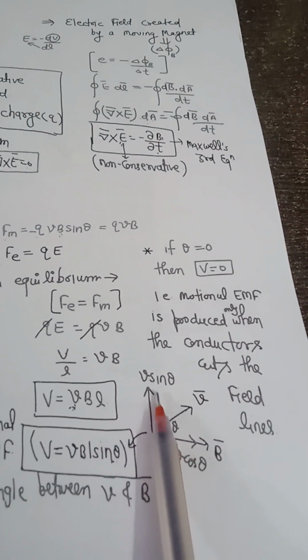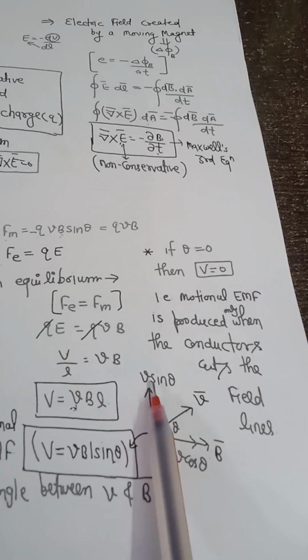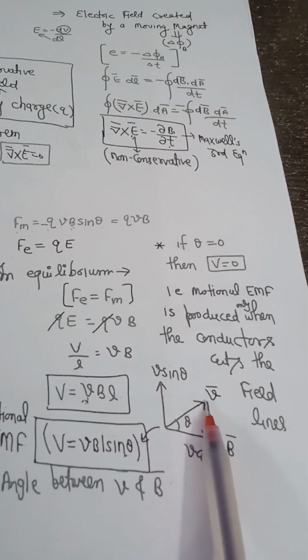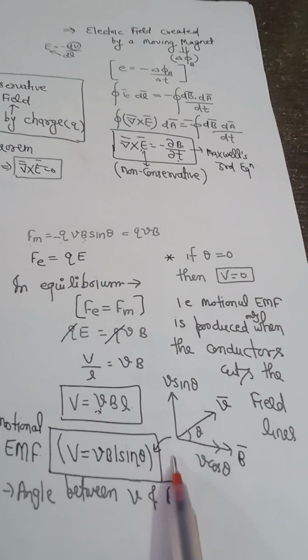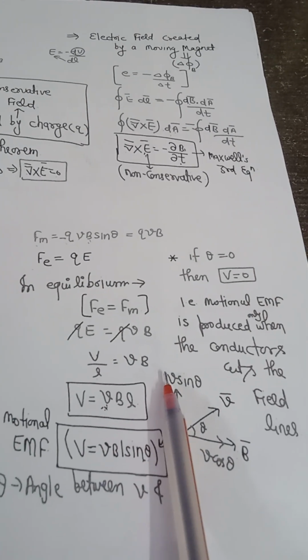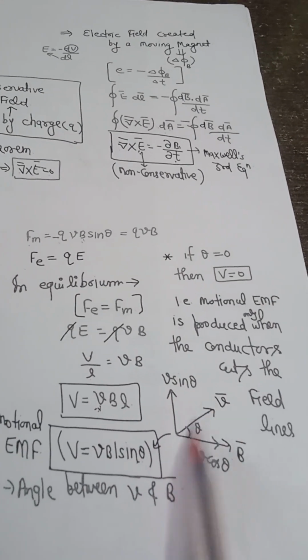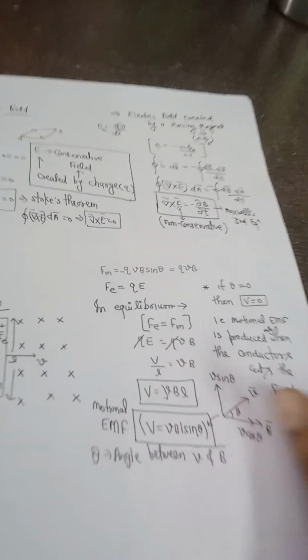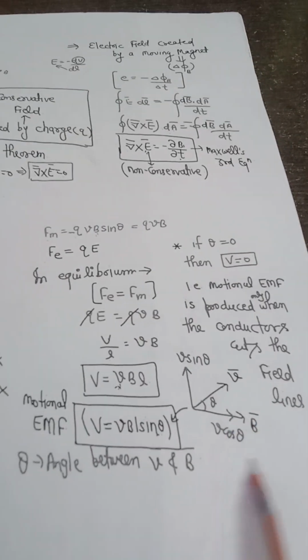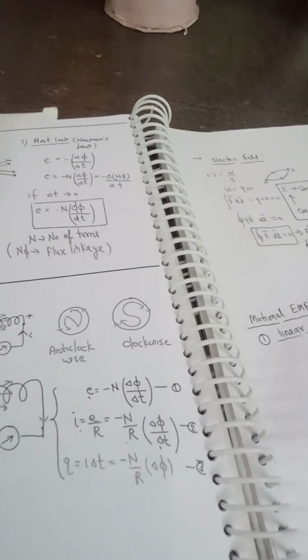Okay, so this is our velocity, and it has horizontal and vertical components. Vertical is V sin theta, and horizontal is V cos theta. Horizontal is also defined by the magnetic field.